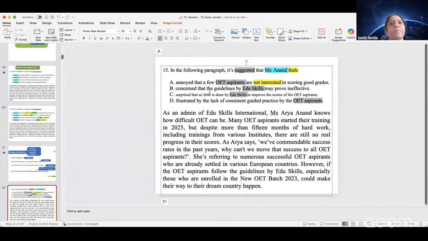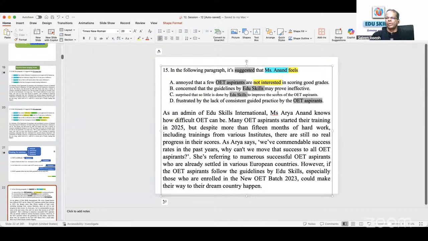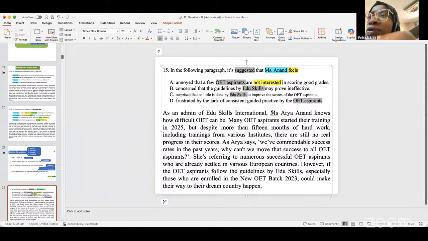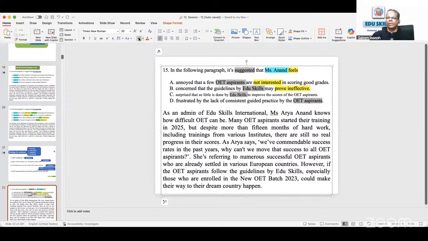Effective. Not clear. Ineffective. Second one: concerned that the guidelines of education may prove ineffective. Okay. Prove. Yes. Third: surprised that so little is done by EduSkills to improve the scores of the aspirants.